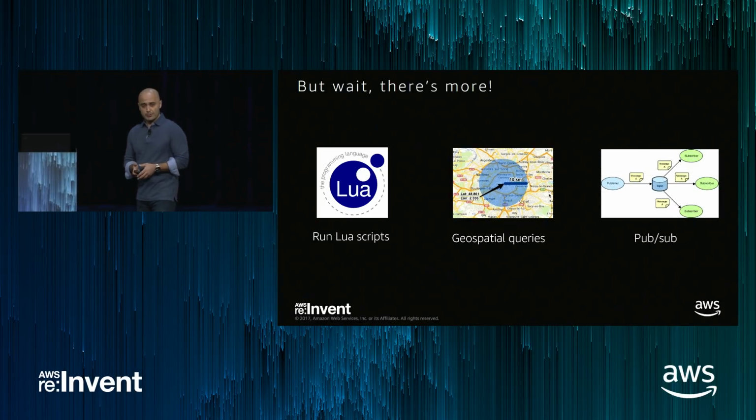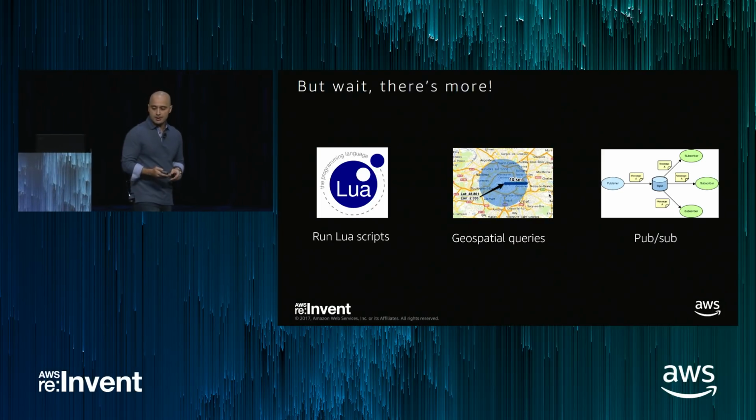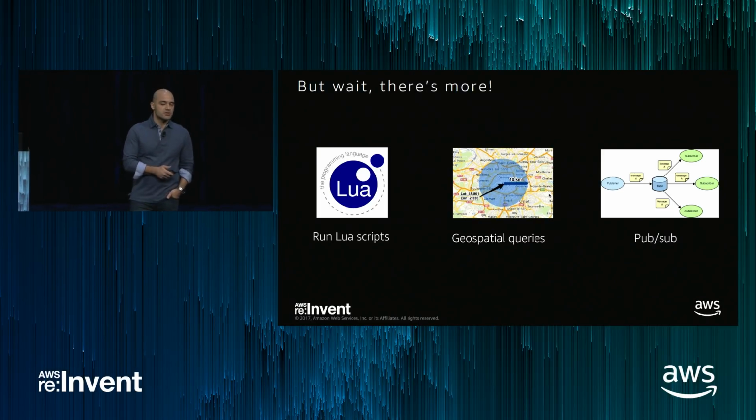There's pub/sub capabilities. So this allows you to build chat applications and notification systems. And it's just built into Redis. So there's nothing that you need to turn on. There's no additional cost. It's just there.